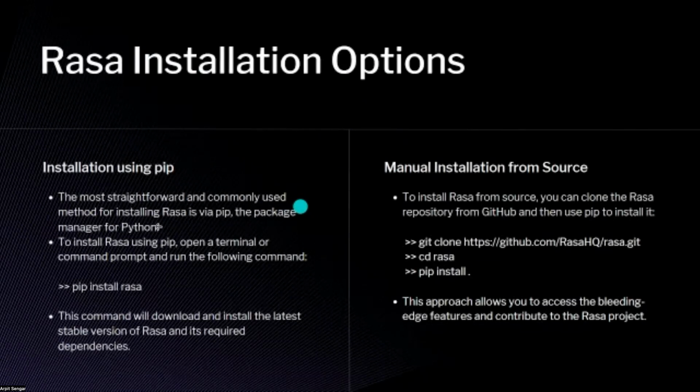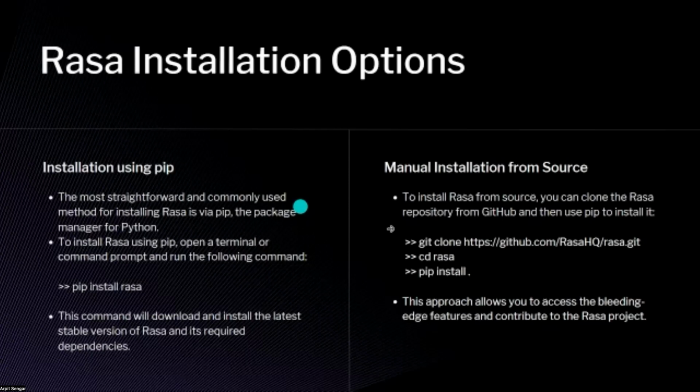Another way to install Rasa is to clone the GitHub repository. Go to your preferred directory and use the command git clone, followed by the URL to the repository of Rasa. After that, use this command to go inside the directory and finally install it using the pip install dot command. This approach is for advanced users who want to contribute to the Rasa project, and it also gives them access to the bleeding edge features.